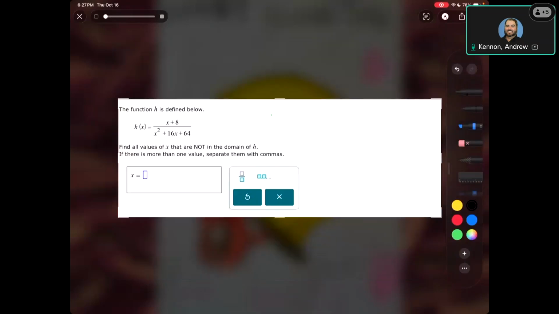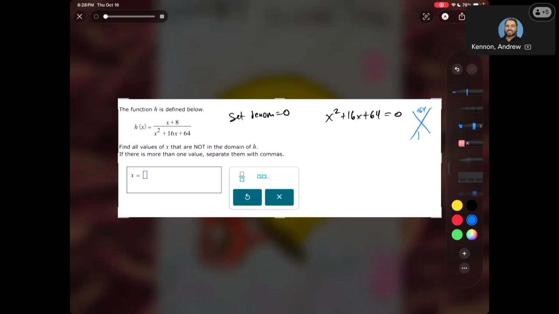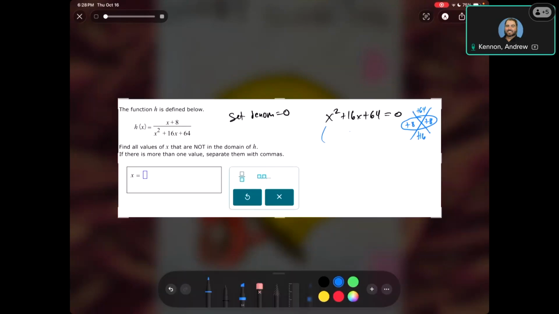So you can never divide by 0. So what I want to do here is set the denominator equal to 0. So x squared plus 16x plus 64 equals 0. That will tell me the numbers that will make the denominator go to 0. So I ask what multiplies to be 64 and adds up to be 16, and it would be 8 and 8. 8 times 8 is 64. 8 plus 8 is 16.